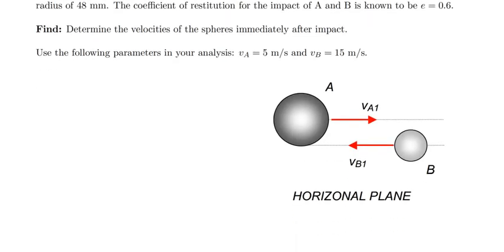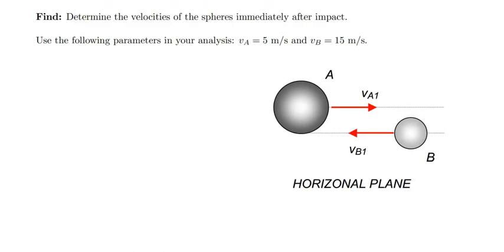Based on the information, namely the initial speeds of the particles, we're asked to determine the velocity of the spheres immediately after impact. Okay, so to help us out here, I'm going to need to first of all draw a free body diagram of the system, and if we note that we're in the horizontal plane, maybe I should add a T there, what we'll see is that there's no external forces acting on the system.